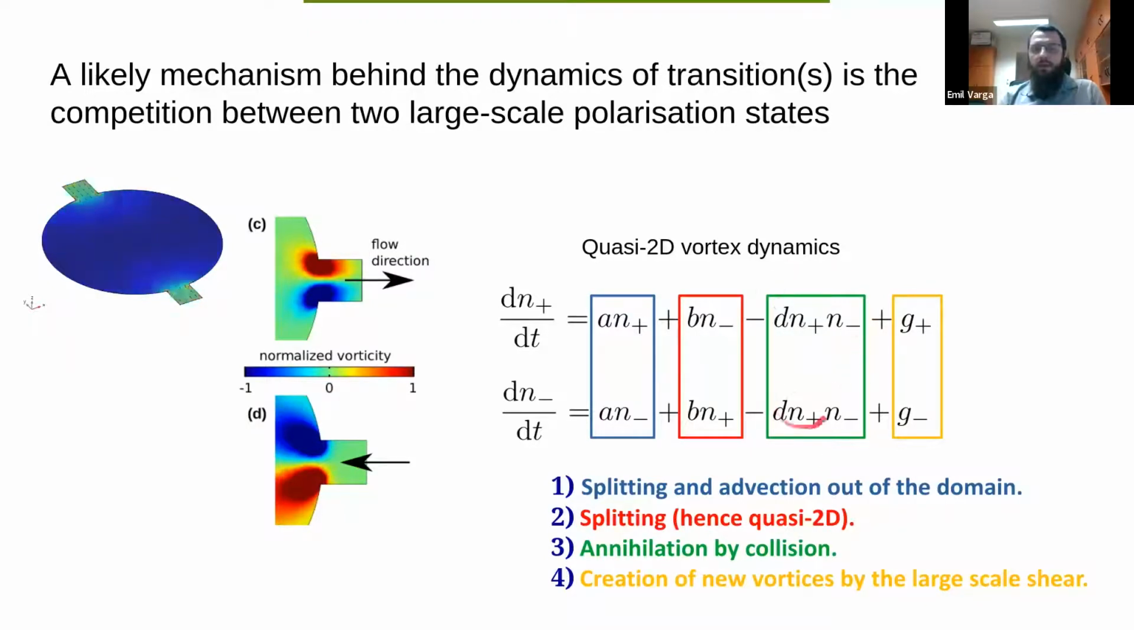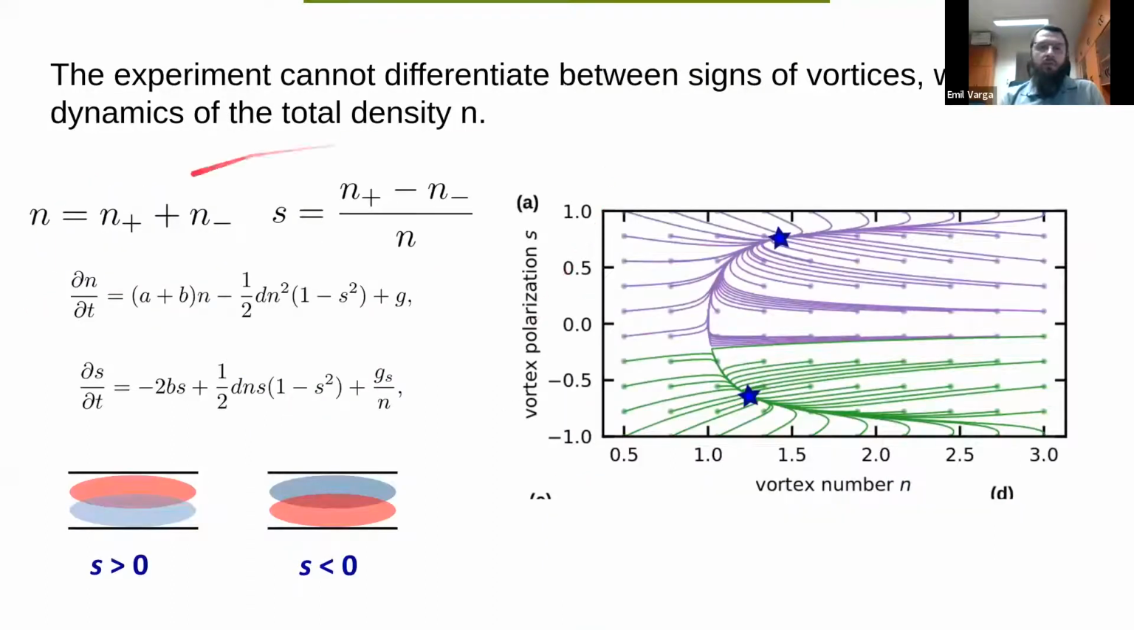Then we have a 2-dimensional mechanism, which is simply annihilation by collision of vortices of opposite sign, and creation of new vortices by this large scale shear. Now, our experiment is not sensitive to polarization of the vortices; it's only sensitive to the absolute number. So we have to change our variable slightly, to the total number and some polarization parameter, where we get two new equations based on the substitution.